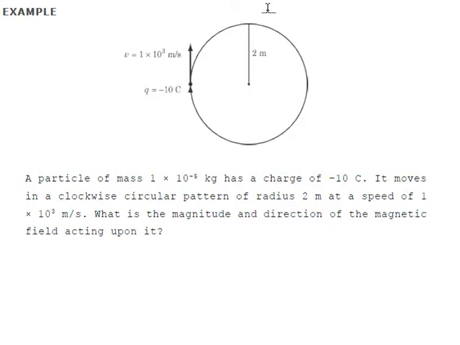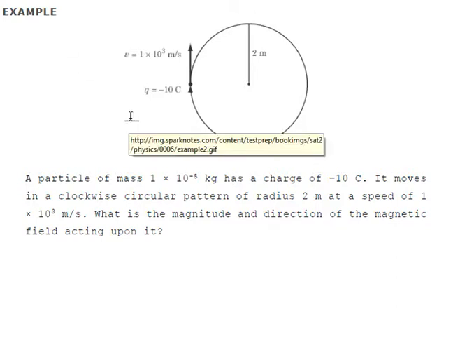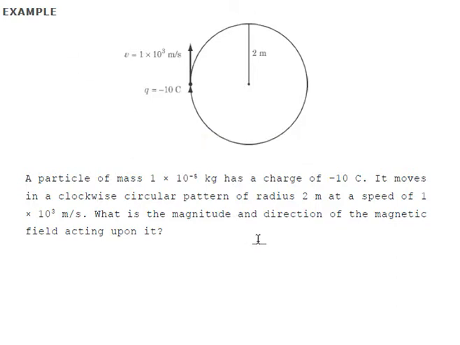Alright, example of this. So we have a particle with a mass of 1 times 10 to the minus 5 kilograms and a charge of negative 10 coulombs. It's moving in a clockwise circular pattern of radius 2 meters at a speed of 1 times 10 to the 3 meters per second. We want to figure out what is the magnitude and the direction of the magnetic field that's acting upon it.